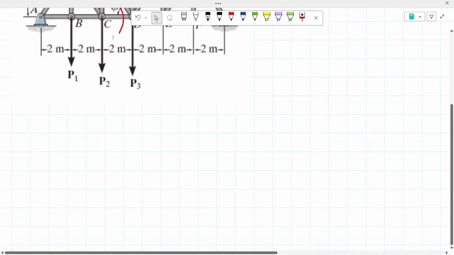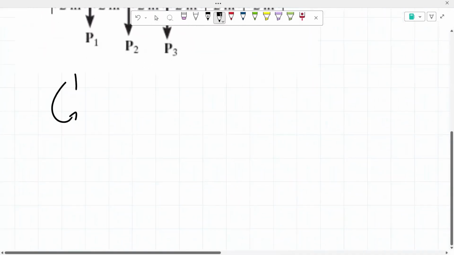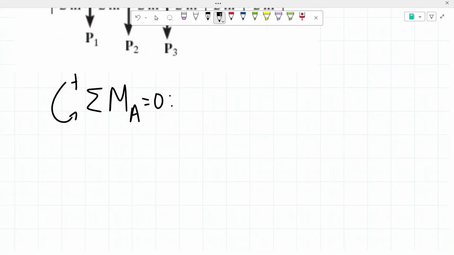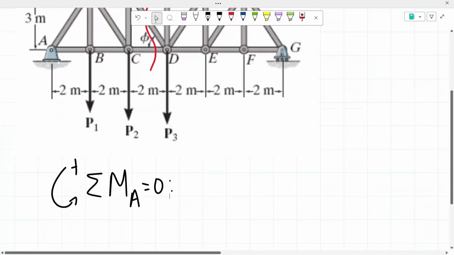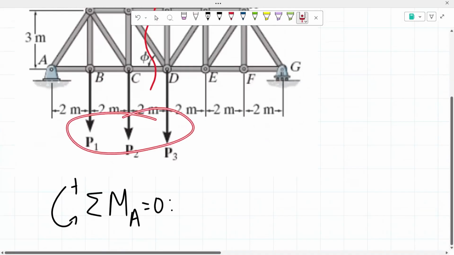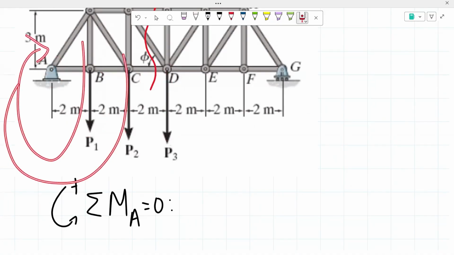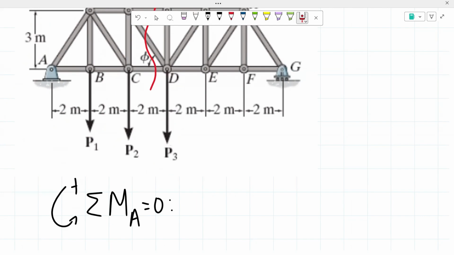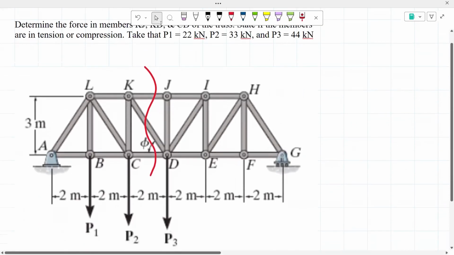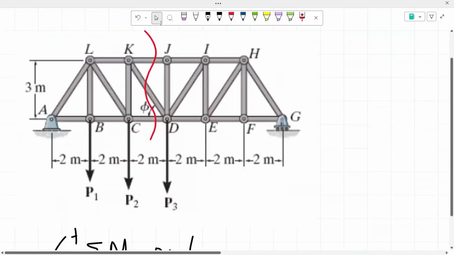So if we were to take the sum of the moments about point A, we would have our three forces. They're all to the right of our point A, and they're all going downwards. So we know that all of them are going to be creating that clockwise moment, meaning a negative moment. So they're all going to be creating negative moments. Remember that a moment is equal to the force times the distance. P1 is 22 kilonewtons, P2 33, and P3 44.